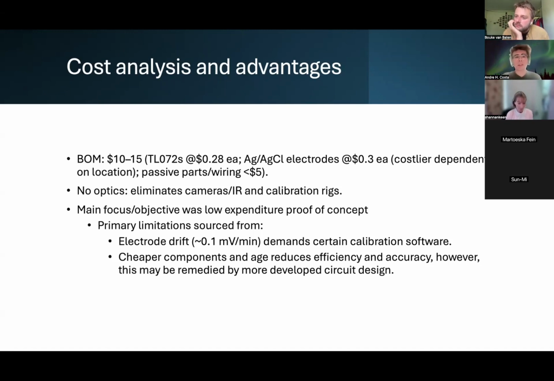So the advantages, as I mentioned prior, there were no optics. It was mainly based on electrodes and not cameras.